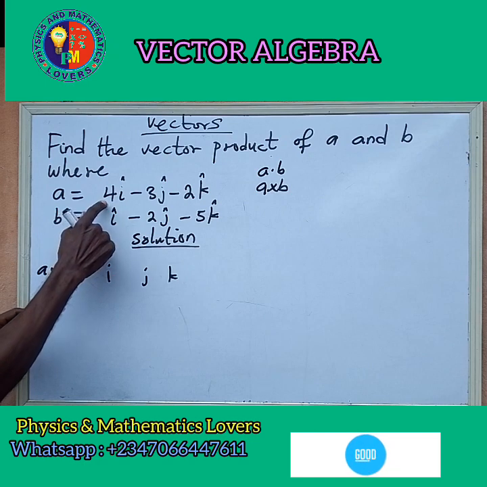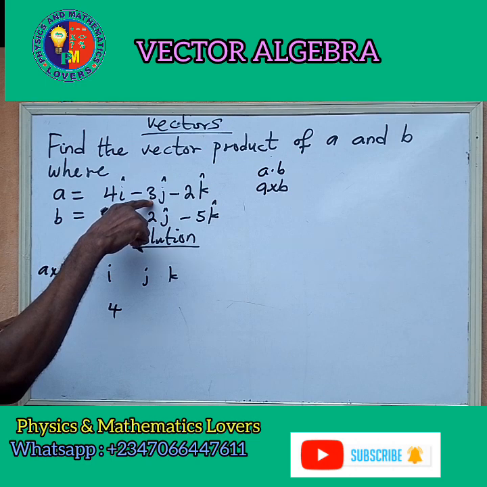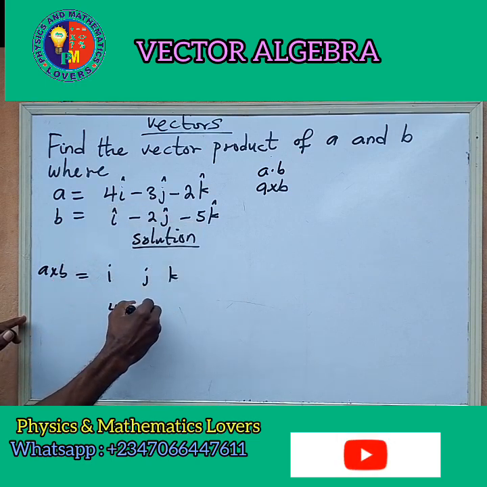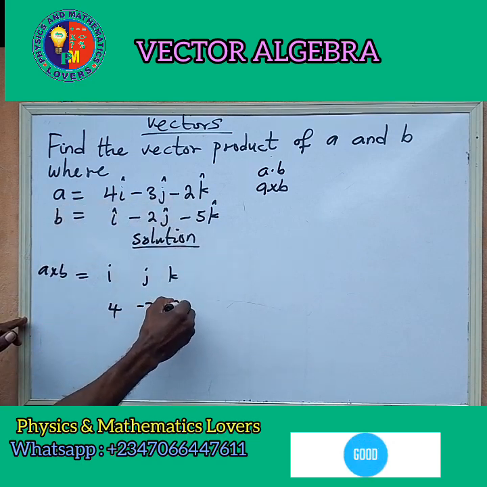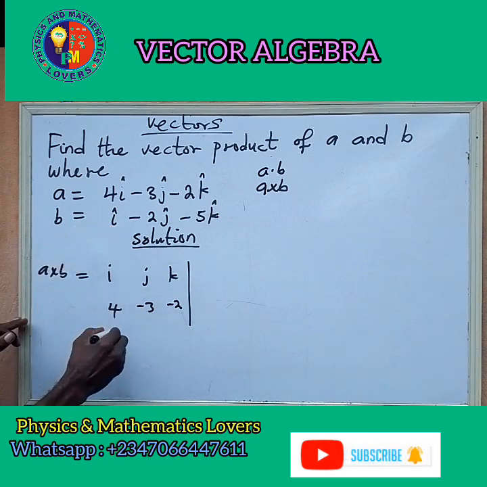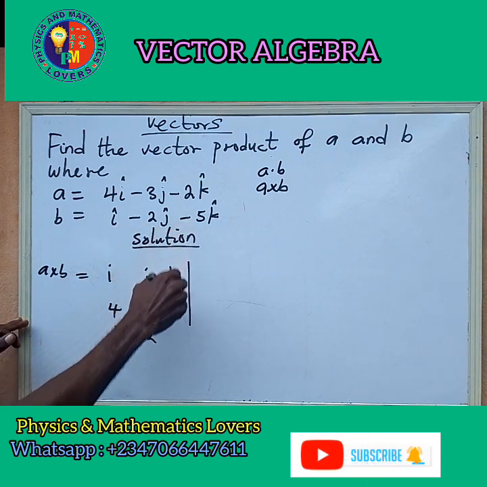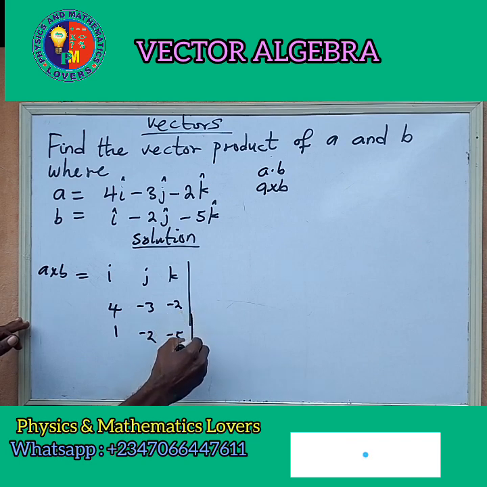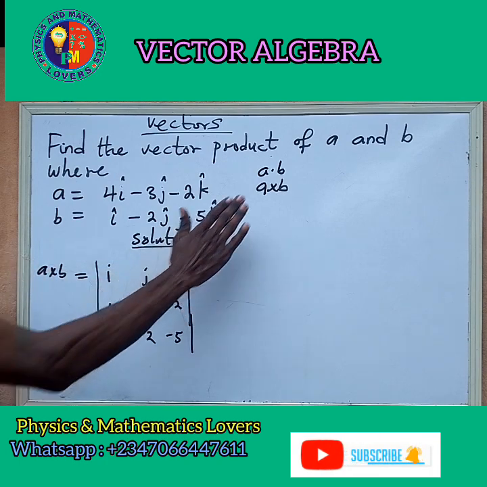For vector A we have 4i, so in our next row we're going to have 4. Now we're having minus 3 as our coefficient there, then you come to this place. In our vector A we have a minus 2 there. Then the coefficients of vector B are 1, minus 2, and minus 5. Of course this has turned to a matrix, so we are going to use the determinant method to solve and get the product, so that we can have our final answer.